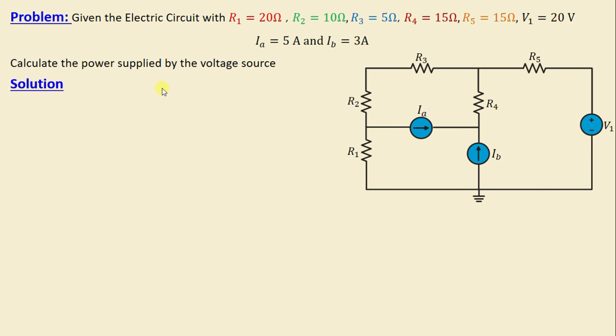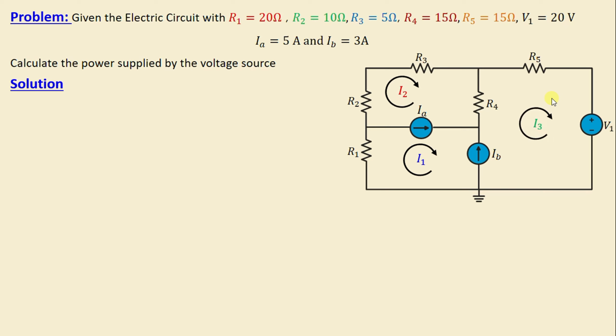Let's move on to the solution. First, let's begin by defining the number of meshes in this network. It's evident that there are 3 meshes. This is mesh 1, mesh number 2, and mesh number 3. Now, let's proceed to assign the mesh currents in this network. I will consider I1 is the current in mesh 1, I2 is the current in mesh 2, and I3 is the current in mesh 3.